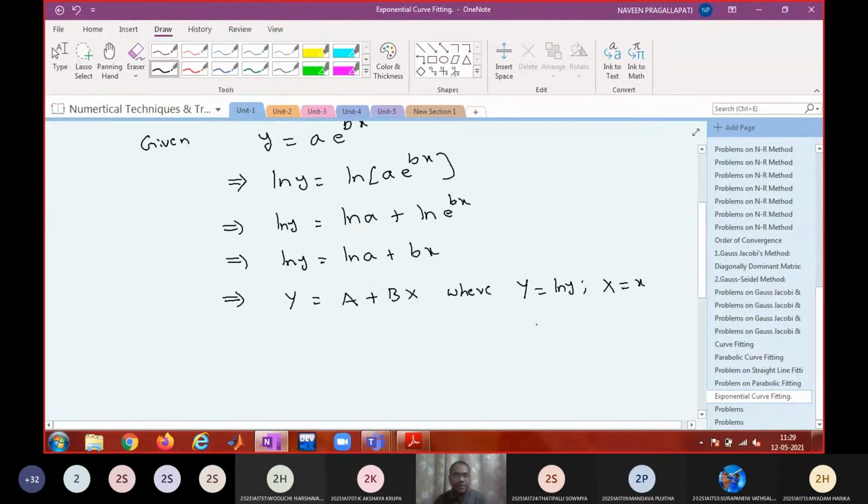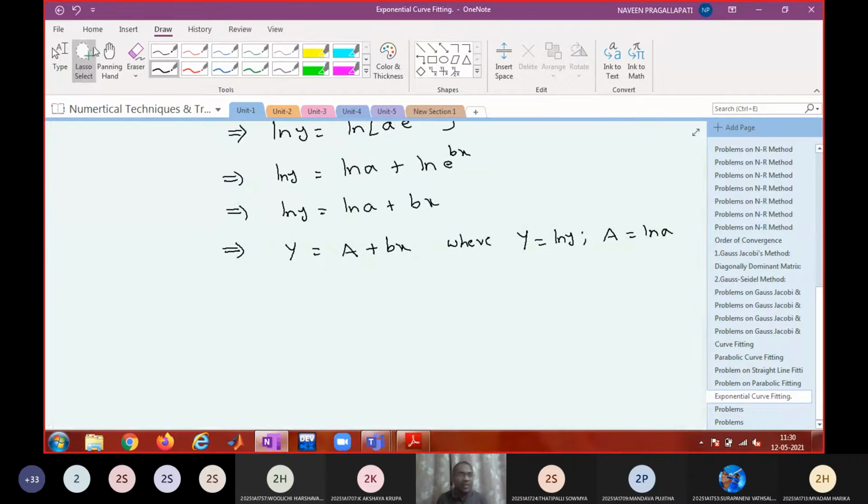Okay, so then what is b? Or to avoid this, let me write as it is. Small x is small x. We shall write it as it is because we are not doing any change to this. I'll write bx as it is. So capital Y equals ln y and capital A equals ln a.